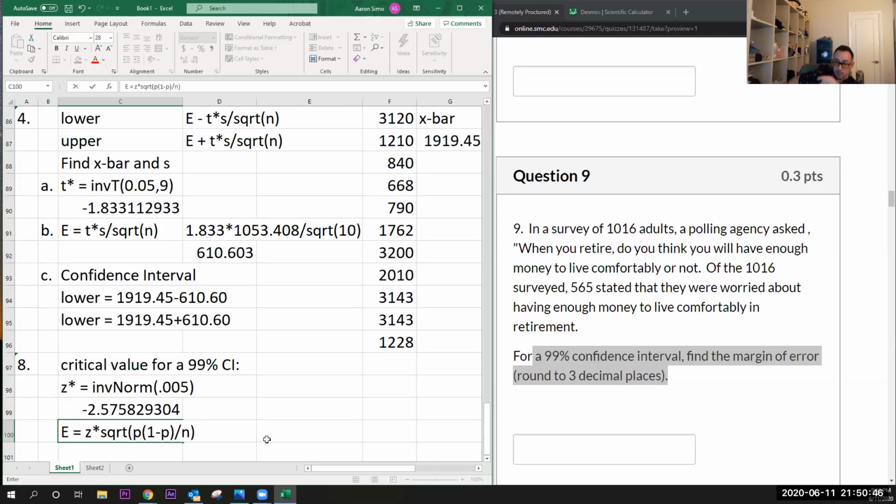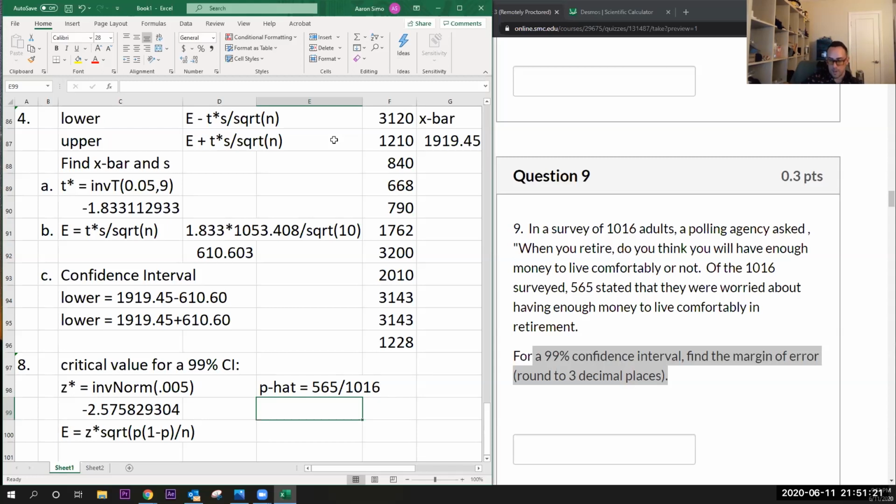It says in a survey of 1,016 adults, they asked, when you retire, do you think you will have enough money? Of the 1,016, 565 said they were worried about not having enough money. Therefore, the only thing we have is P hat: 565 divided by 1,016. That's all we got.